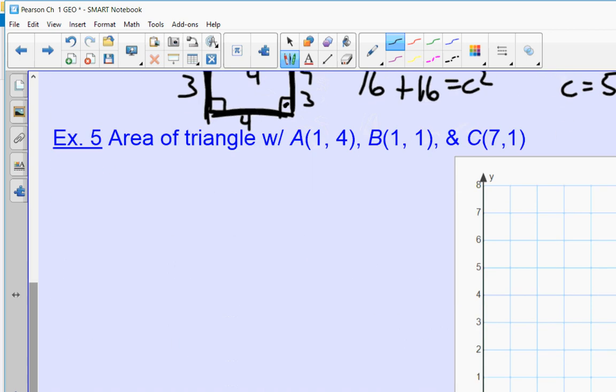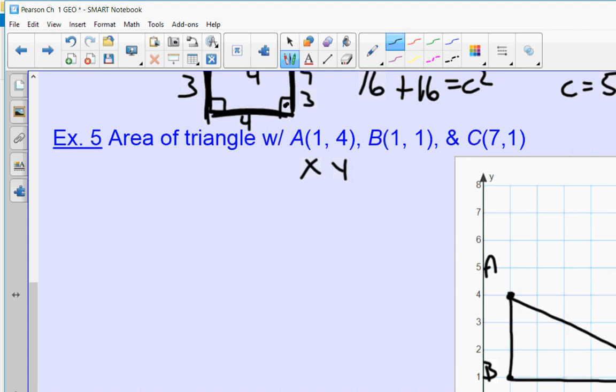Find the area of a triangle. I don't believe that we give you a piece of graph paper on this one, so you might need to sketch this. If you make a graph kind of like what we got here on the video, let's label it. So 1, 4 is going to be right here. Remember, this is X, this is Y. So X is 1, Y is 4. Put a point, that's A. B is 1, 1, so that's going to be right there. And C is 7, 1.